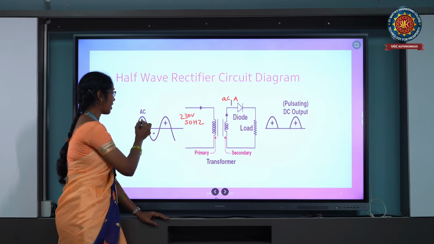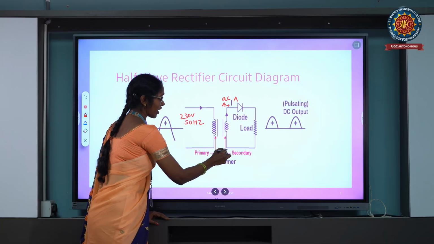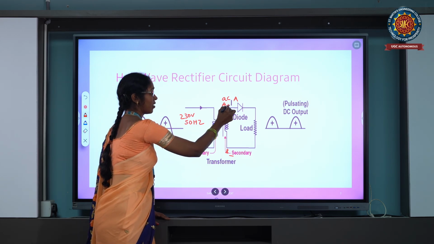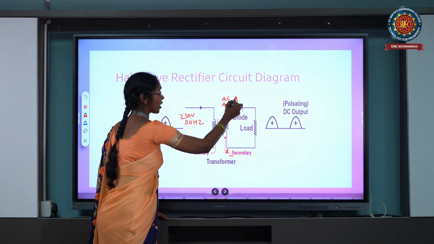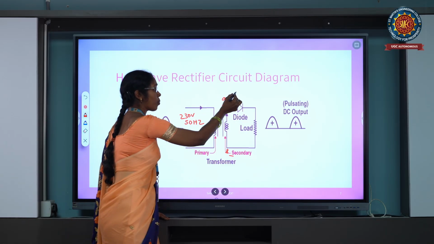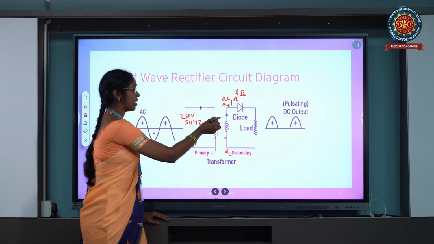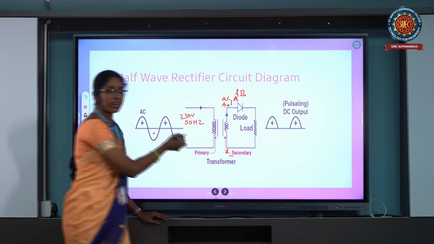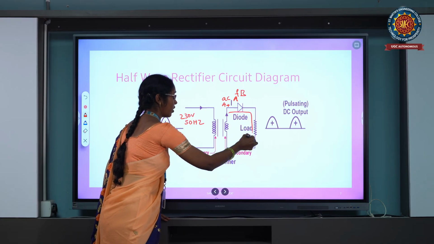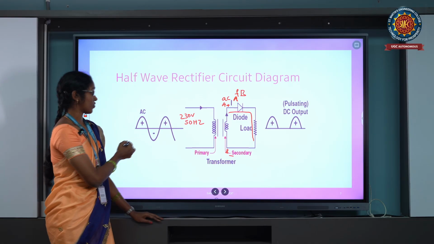During the positive half cycle, end A becomes positive and end B becomes negative. Due to that positive voltage connected to the anode terminal of the diode, the diode is in forward bias condition. During forward bias condition, the diode acts as a closed circuit, current flows through the load and output appears across the load during the positive half cycle.